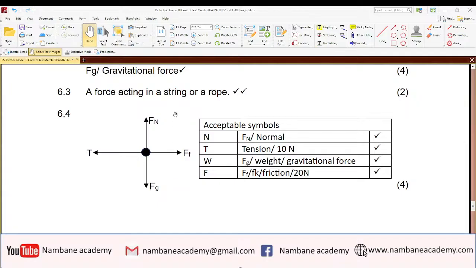So 1 mark for normal force, 1 mark for tension, 1 mark for FG, 1 mark for FF, which is now frictional force. All the acceptable reasons include: a learner can write Fn or N or normal force, T or tension or just 10 because it is given as 10 newtons, W or Fg, weight or gravitational force, Ff or Fk, friction or 20 because the friction was given as 20 newtons. So that 6.4 will give us 4 marks.